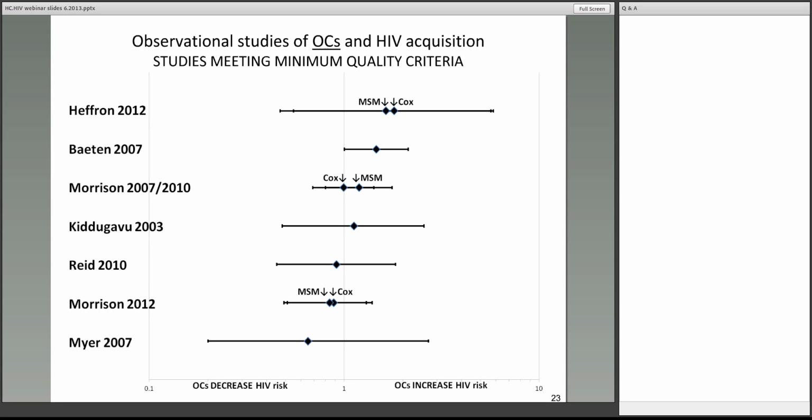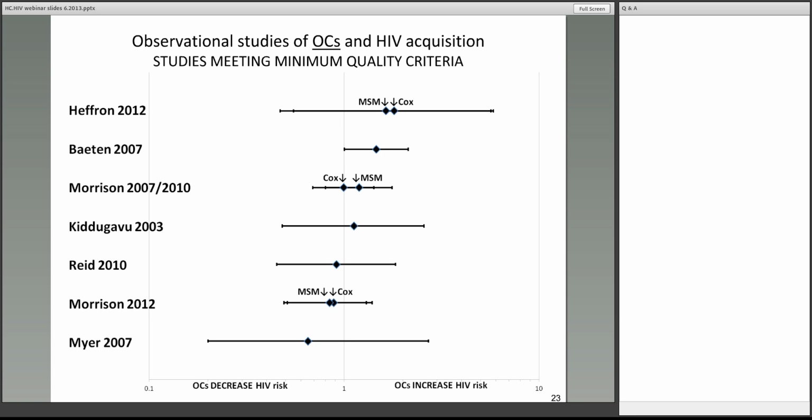Interpreting observational data can be challenging since even very well done observational studies can be vulnerable to forms of bias, such as confounding. Most of the studies that we identified in our systematic literature search contained serious methodological flaws, so we established minimum quality criteria and focused only on those studies that met our criteria, which we believed would give us a clearer look at the best available evidence. So among the 20 studies that we identified on hormonal contraception and HIV acquisition, only 8 met our minimum quality criteria. And of these, 7 assessed oral contraceptives, which is what you see on this graphic.